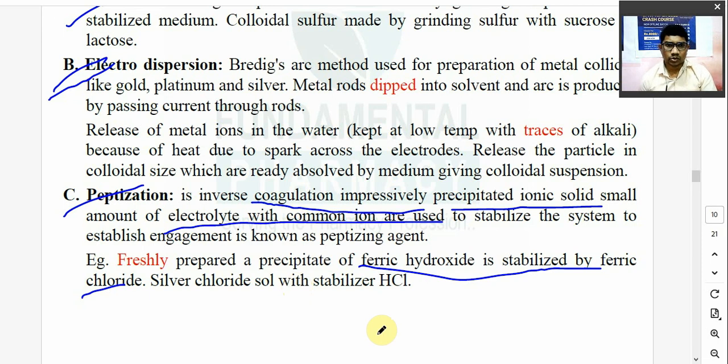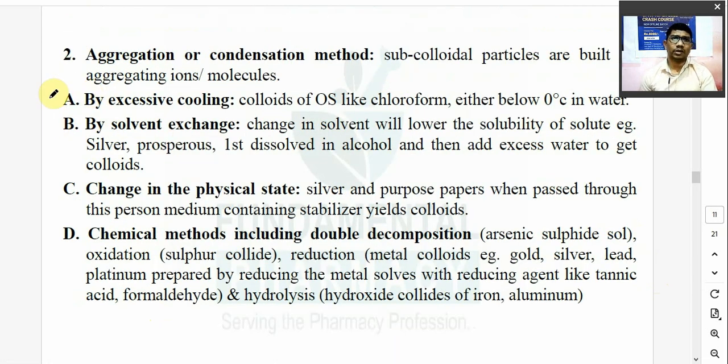Silver chloride colloidal solution stabilized by hydrochloric acid. So in this case, ferric chloride is a peptizing agent. In this case, hydrochloric acid is a peptizing agent. This is known as peptization. दूसरा मेथड होता है एग्रीगेशन और कंडेंसेशन मेथड.